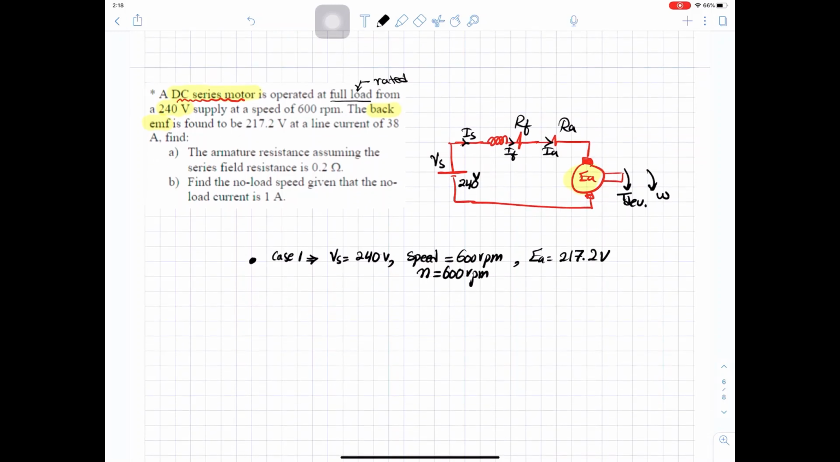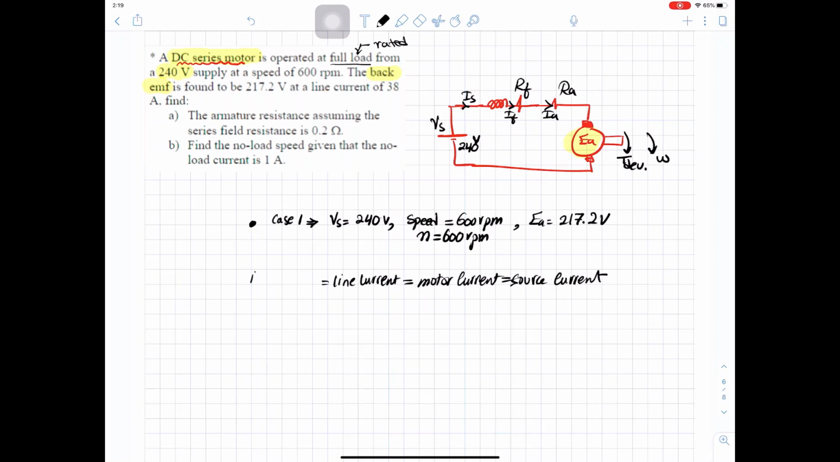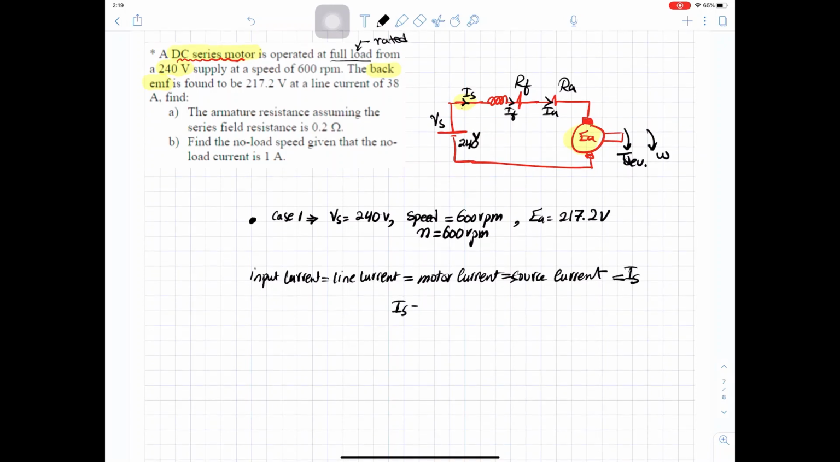When we say line current, or motor current, or source current, or input current, all of these refer to the current coming from the source. So this is I source. In this case, I source equal to 38 ampere. And because we have a series connection, this is IA and this is also IF.